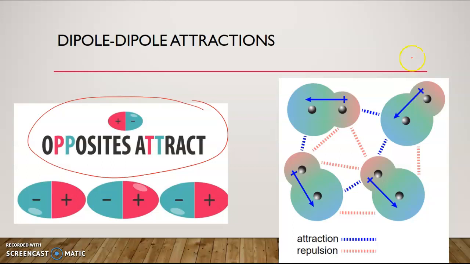So again, here's an excellent example. I can see my positive end here is being attracted. Let's use this positive end. This positive end is being attracted here to this negative end, right? But it's being repulsed by this other positive end there.